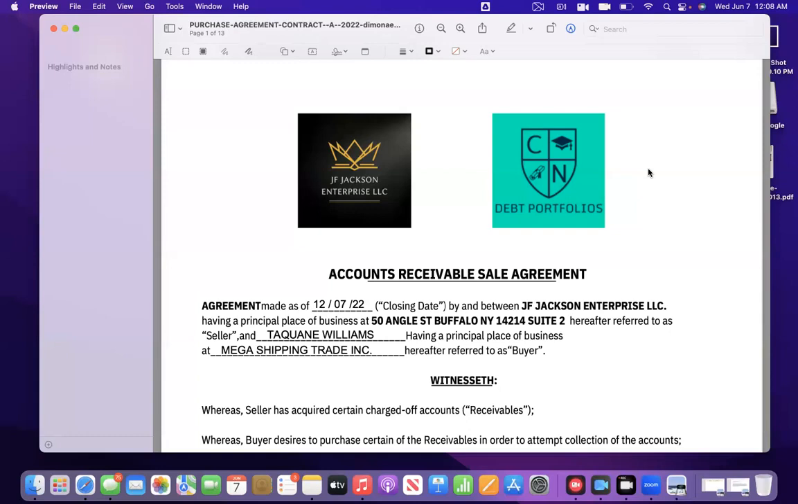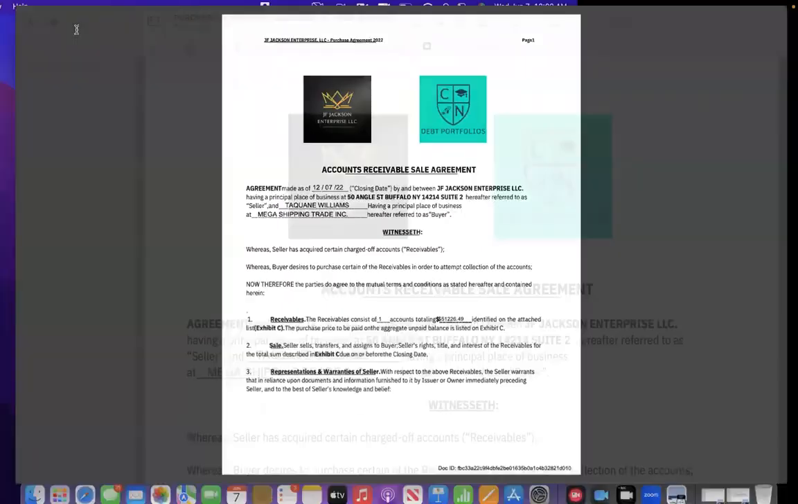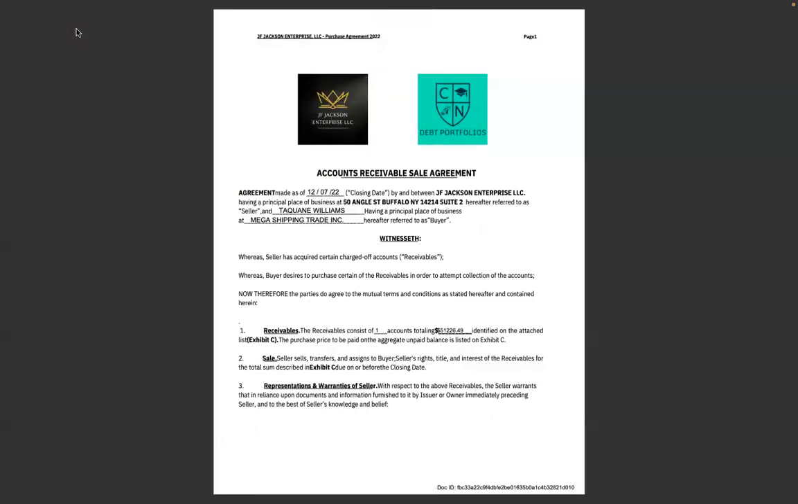So I ended up finding a guy who goes by the name JF Jackson Enterprise LLC. This particular individual was selling debt. He was selling a Chase installment loan for the amount of $350, but the loan amount was actually $51,000. So let me show you guys how it looks when you purchase zombie debt, right? This is the actual full form. I blocked out a lot of stuff, but you'll get the picture. The amount of the debt is $51,226.49. This is pretty much an account receivable sale agreement.